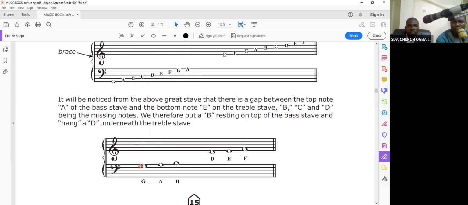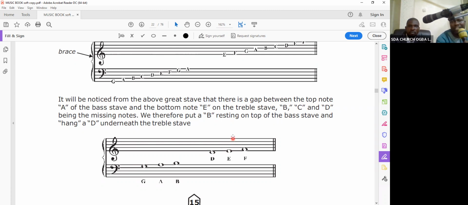So this is a semibreve that is on space 4 of the bass stave, which means that this is a G sound for 4 counts. G sound, 4 counts. A, letter sound A, 4 counts. Letter sound B, 4 counts.